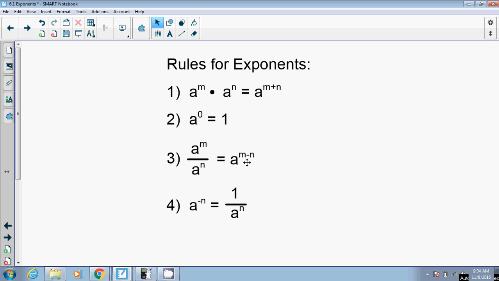And the fourth rule in this lesson is if you have an exponential expression with a negative exponent, it just changes the position in which that exponent is located. So notice this a to the negative n is in the numerator, but to get rid of the negative exponent, you move the a to the n to the denominator. So let's go through and apply these rules to actual problems now.